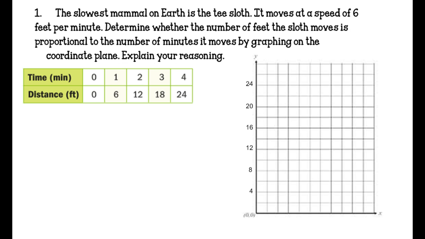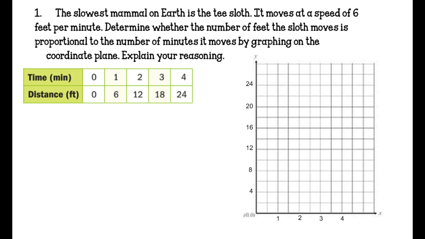Number 1, the slowest mammal on Earth is the sloth. It moves at a speed of 6 feet per minute. Determine whether the number of feet that sloth moves is proportional to the number of minutes it moves by graphing on the coordinate plane. Explain your reasoning. Okay, so to determine if this is a proportional relationship, we're going to just graph these points.